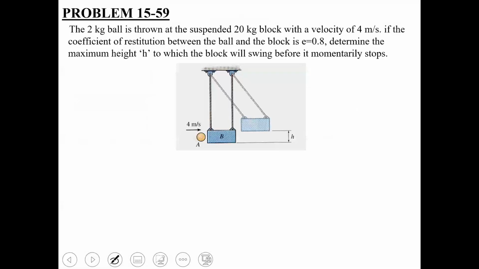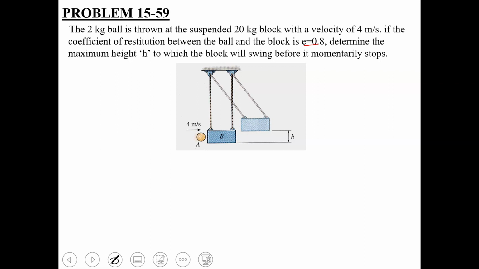Today we are going to solve just one problem from the exercise, and then we will move forward to oblique impact. Now in this problem, which is problem 15-59, you have a particle, ball A, having a mass of 2 kg, and it is thrown towards this block B with a horizontal velocity of 4 meters per second. The coefficient of restitution between these two particles is given as 0.8. You need to determine the maximum height h to which this block will swing before it momentarily stops.